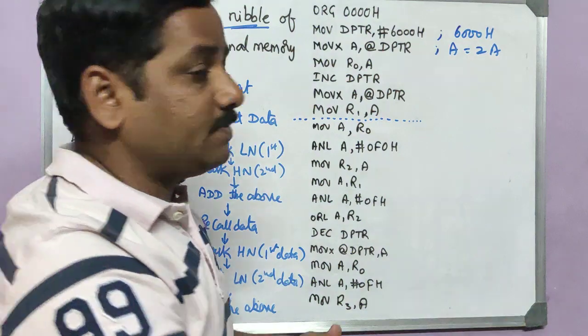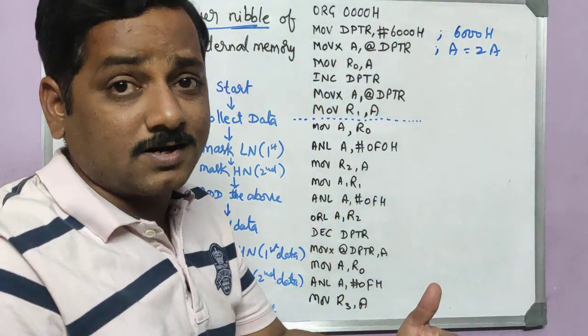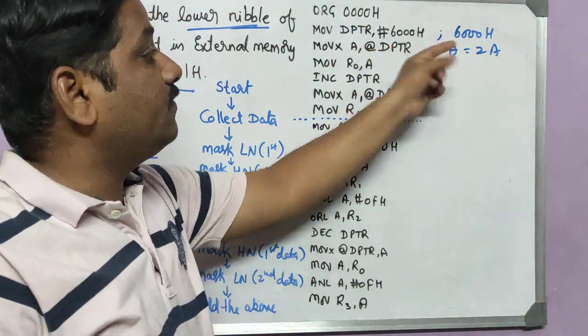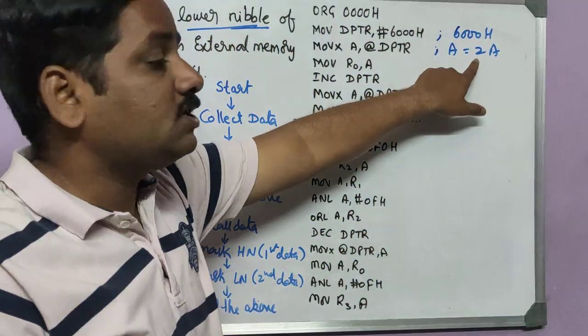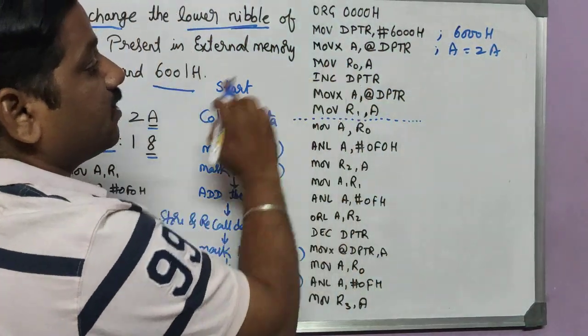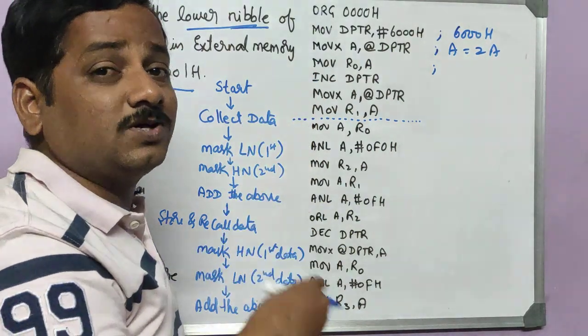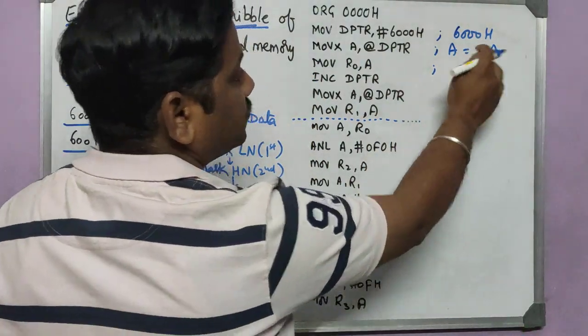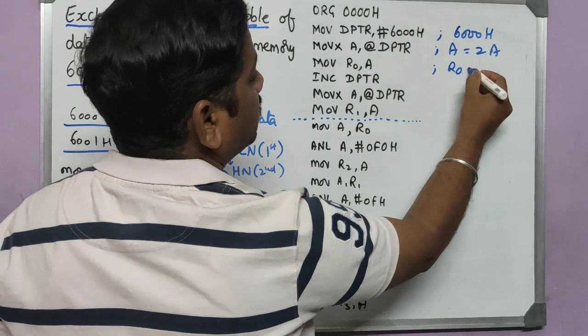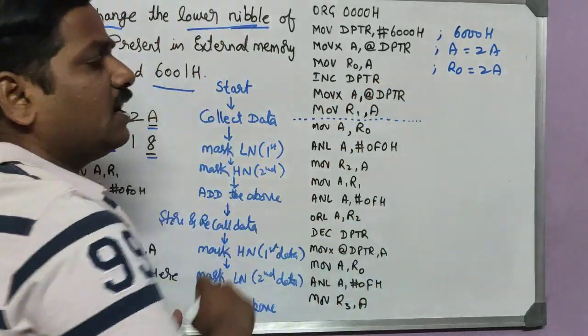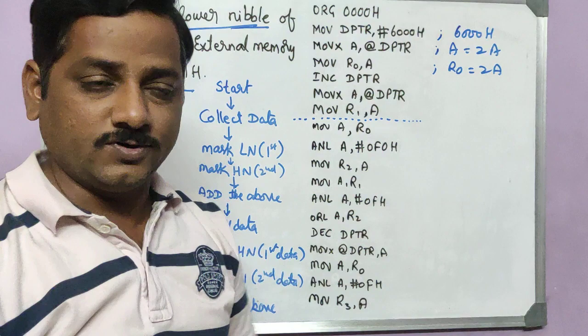Again I should go for the DPTR and again I should collect the second data. Once again if I use this A, we will miss this data. So I will temporarily store it somewhere. So I am storing it in R0, because I want to use accumulator to get the second data, so that it should not be vanished. So I will take R0 as 2A. I am assigning that data into R0. That is the temporary register.